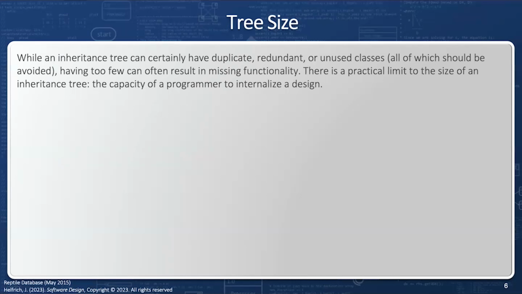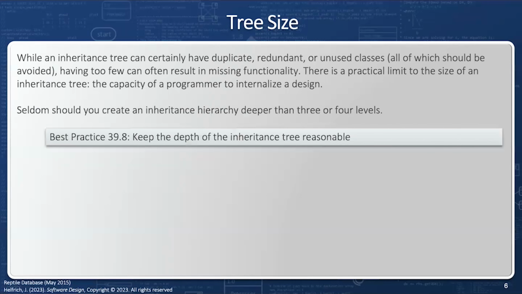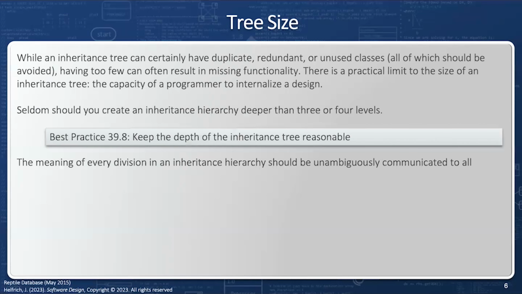There is a practical limit to the size of an inheritance tree, the capacity of a programmer to internalize the design. So seldom should you create an inheritance hierarchy deeper than 3 or 4 levels. So here's our best practice. Keep the depth of the inheritance tree reasonable. That being said, sometimes the problem domain is so large that we're forced to use more than 3 or 4 levels. The meaning of every division in an inheritance tree should be unambiguously communicated to all.